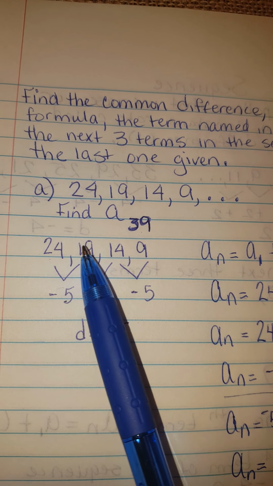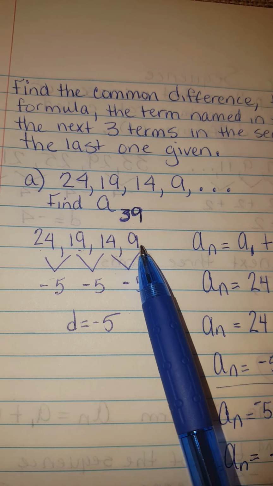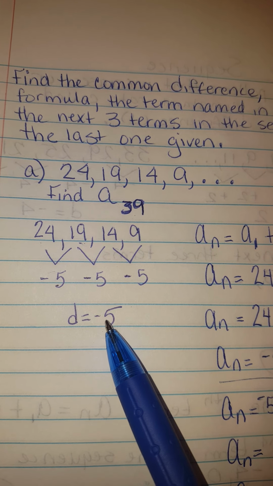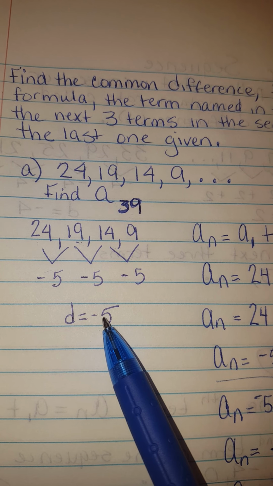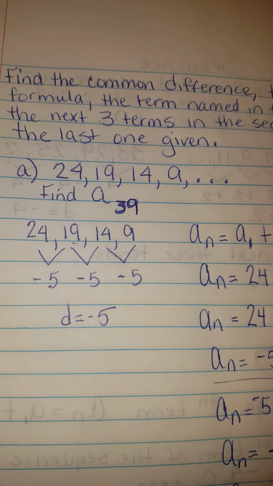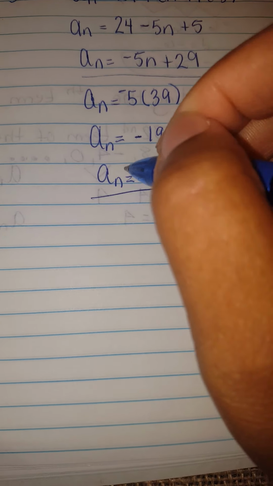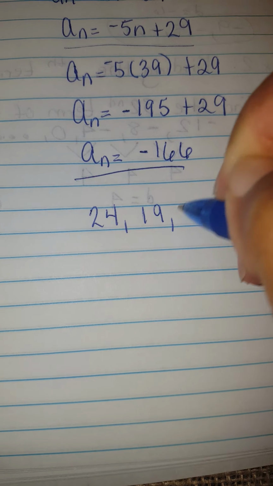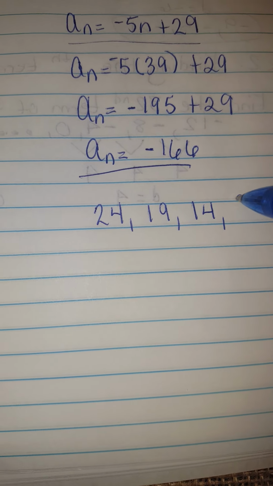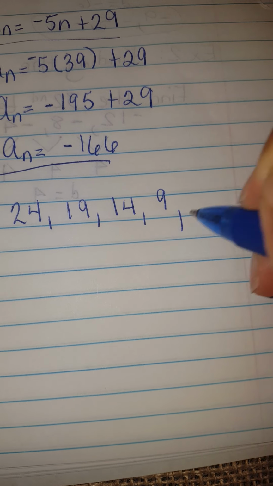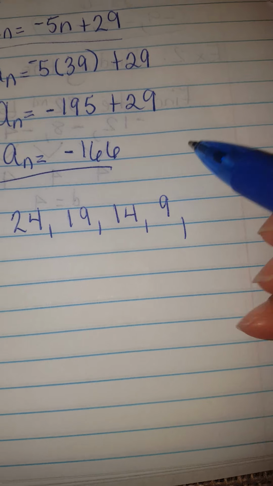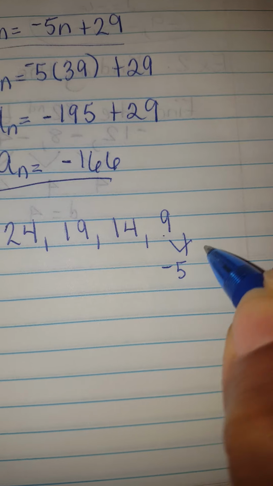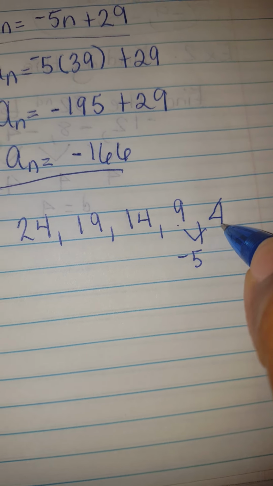So our sequence is 24, 19, 14, 9, and we've got to find those 3 terms that will come after 9. Well, we know our common difference, so we'll just use it. We'll take that last term from our sequence. Our sequence is 24, 19, 14, 9. We know that the common difference is minus 5. So when we take 9 and we subtract 5 from it, that will give us 4.